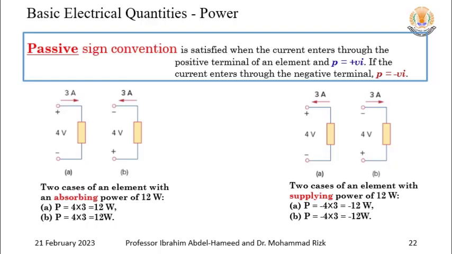In this figure, the current 3 amps leaves the positive terminal, so it's a source supplying power. So it will be negative power, minus 12. Okay, clear? And if you look at this figure, here we reversed the polarity of the 4 volts and we reversed the direction of the current, so it will be the same. Why? Because look at this current, it is moving like that, so the 3 amps is still leaving the positive. So the power will be supplied, negative power. Clear?